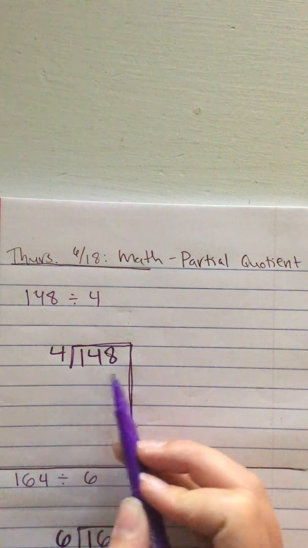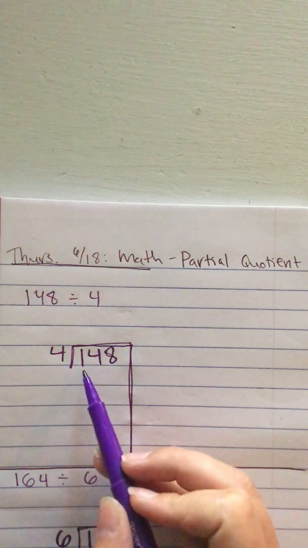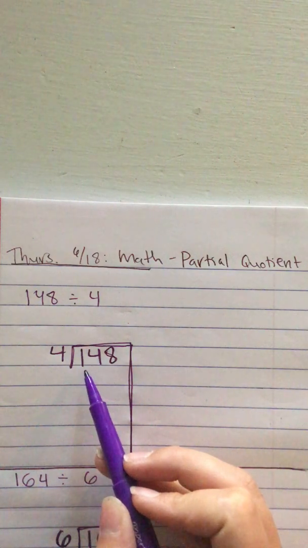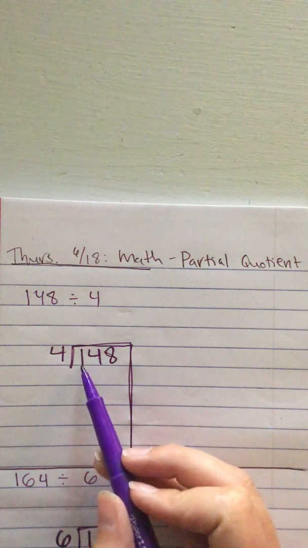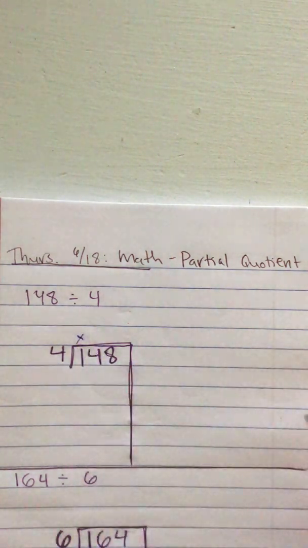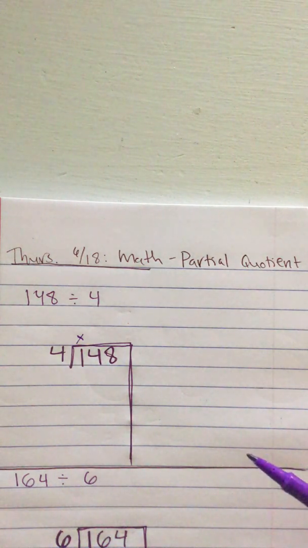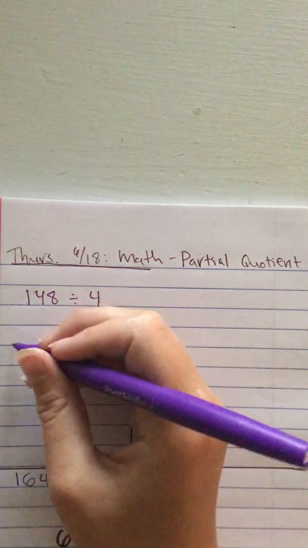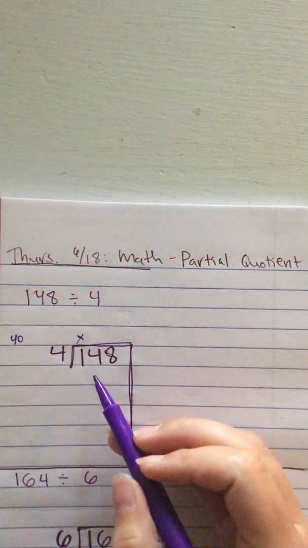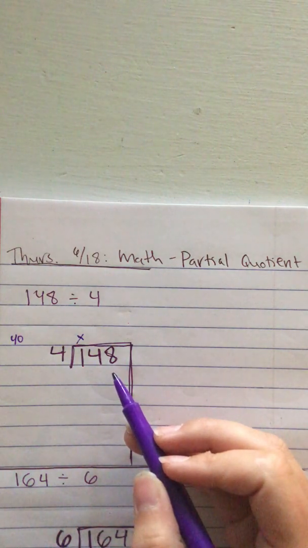This is in the hundreds. So I can start off saying, well, what's 4 times 100? 4 times 100 would be 400. That's way over 100, right? So I know it's not going to be in the hundreds, so I need to think in the tens place. So I start thinking, okay, well, what's 4 times 10? Well, 4 times 10 is 40, and 148, that's a long way. So I'm going to keep going up to the next 10, which is 20.